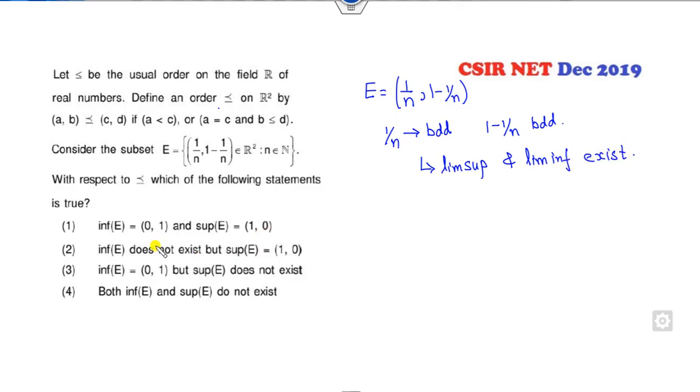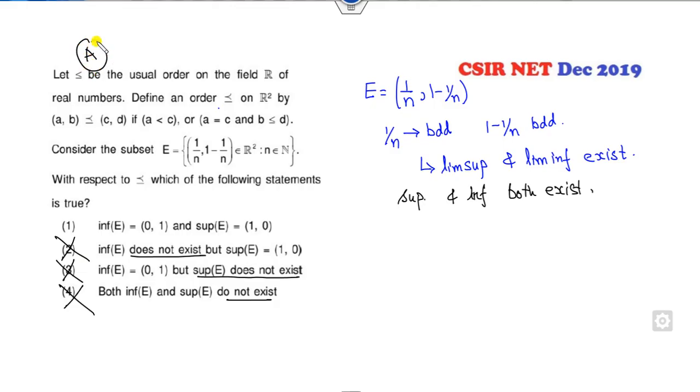But they are not talking about the limits. So what does it mean? If they are bounded, we can say the supremum and infimum both exist. So look at that. He said does not exist. Cancel out. Limit, cancel out. This cancel out. So the only remaining option is A. Nothing needs to be solved for this problem.